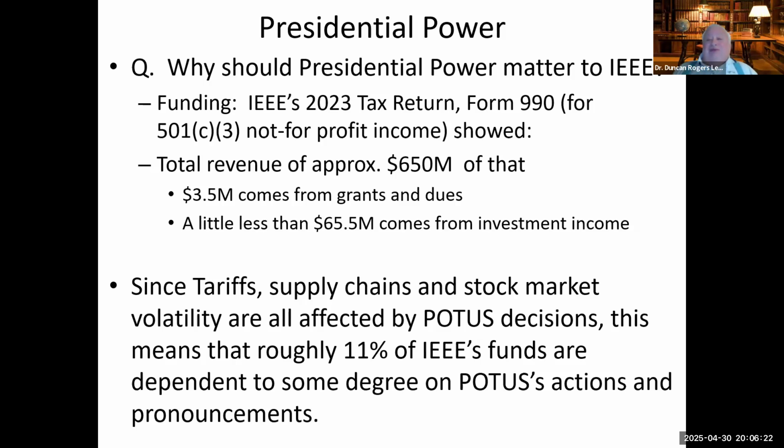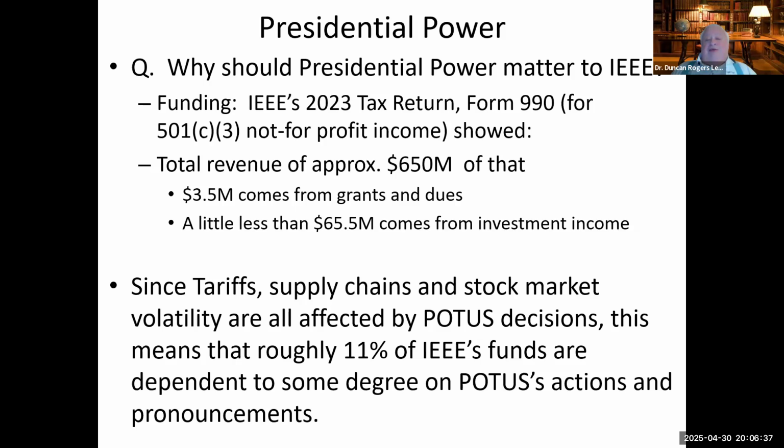Have you watched what's happened to the stock market? If you have a 401k, or in my case, since I was a public employee, a 403b, you know that it's been a roller coaster ride over the last couple of months. It will continue to be.